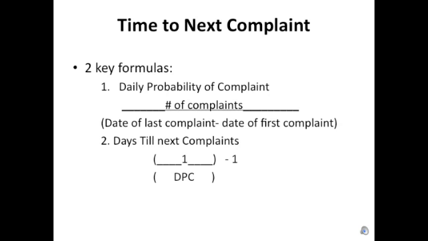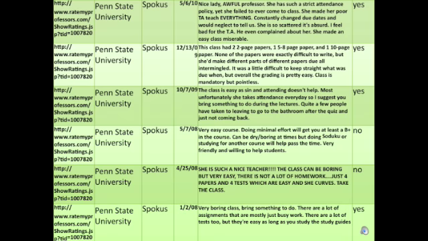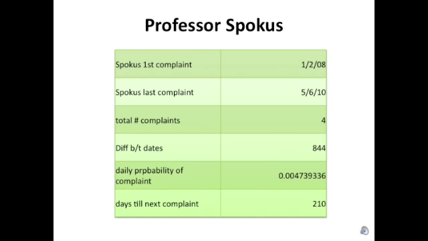To calculate the time to the next complaint, we had to first get the date of the first complaint, date of the last complaint, the number of complaints per professor, the daily probability of complaint, which is the number of complaints divided by the date of the last complaint minus the date of the first complaint, and finally the dates till the next complaint. For example, here is a data set for Professor Spocus from Penn State University.